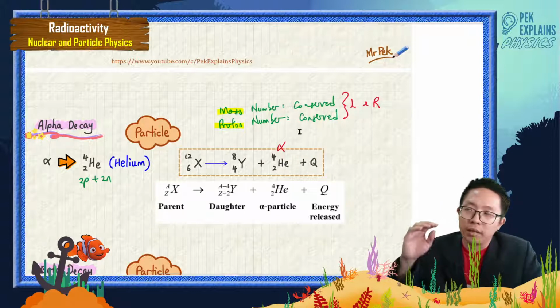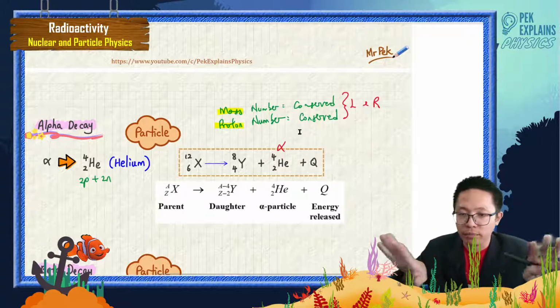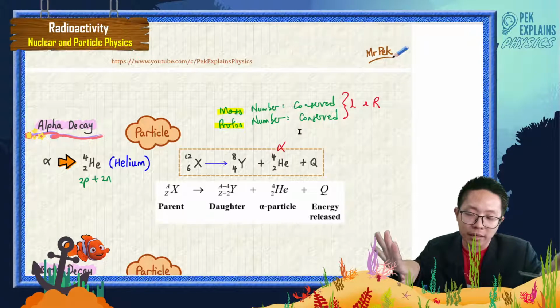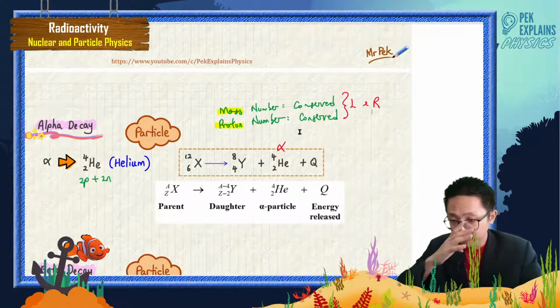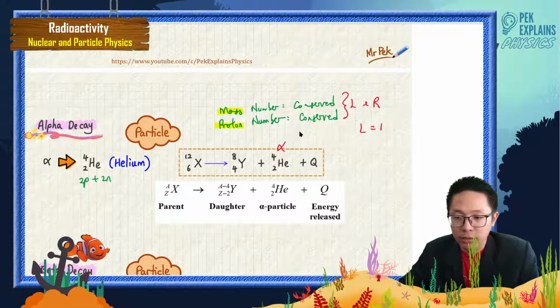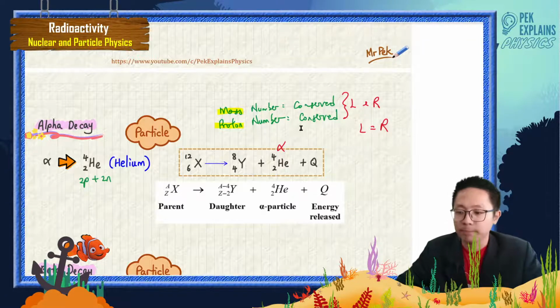That means the left and right, when both sides are added together, they must tally. The left hand side must tally to the right hand side. Understand? You understand that? Okay, good.